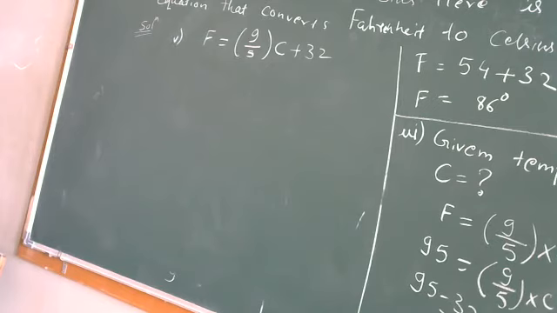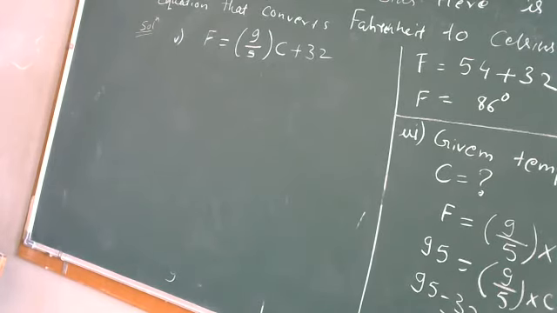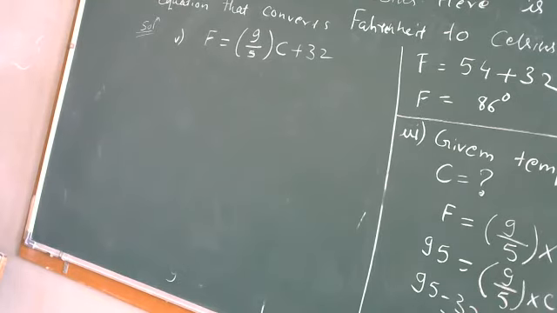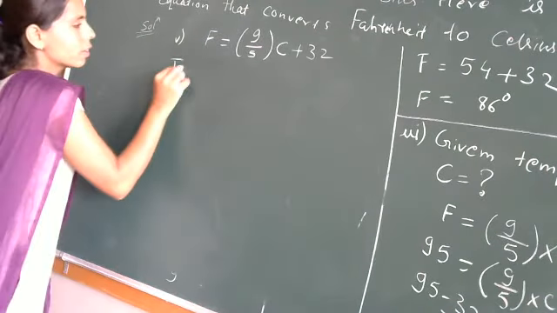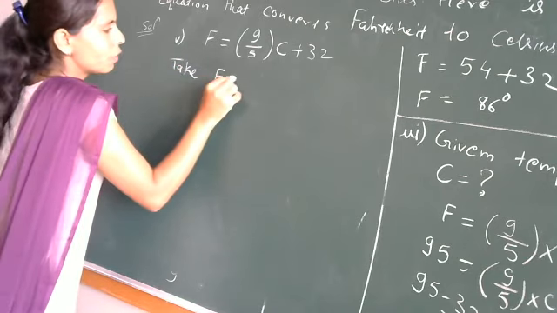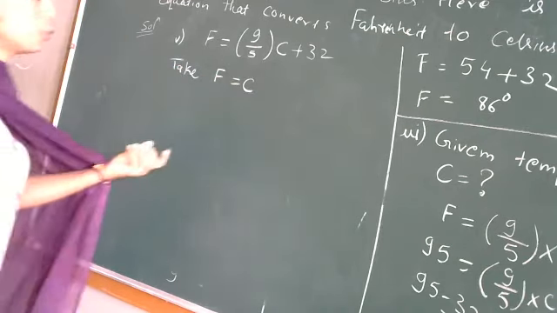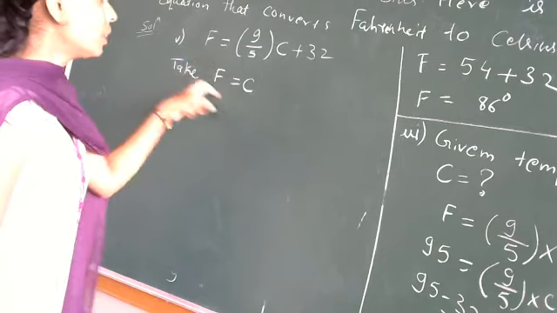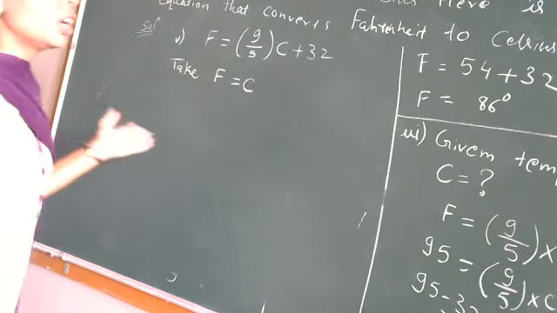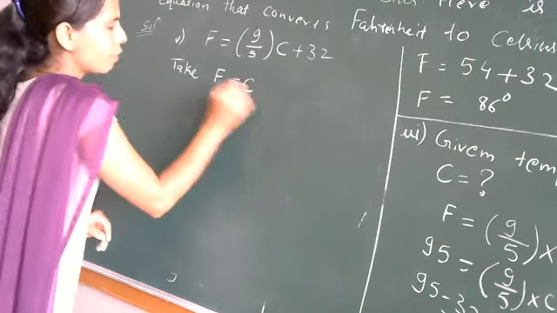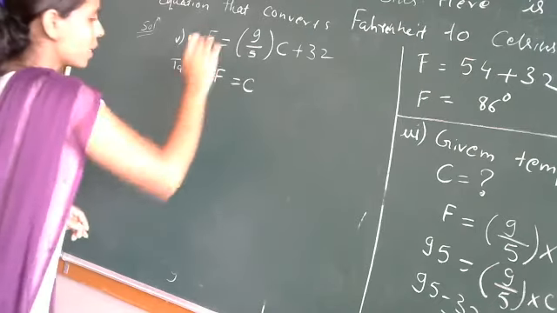Okay, as a fifth question they have asked, is there a temperature which is numerically the same in both Fahrenheit and Celsius? Is there any condition when Fahrenheit and Celsius will be the same? So what we have to do? Take F equal to C, because they have asked us to see the numerical value for Fahrenheit and Celsius which we can get as numerically equal. So when we take F equal to C, what will this expression be?